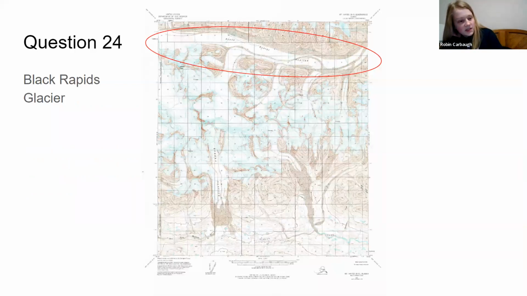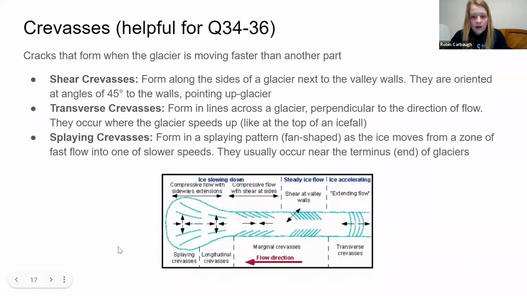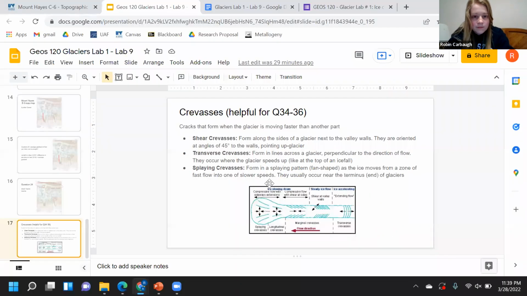Question 14 is asking about the Black Rapids Glacier, which is at the top here. And it has similar questions about the gradient and the elevation difference. So we can do that the same way using the same scale bar. And then I already went through this slide, but I threw it up again because the last part of the lab is asking about crevasses and what different types we see. So hopefully this can help with that. Okay.